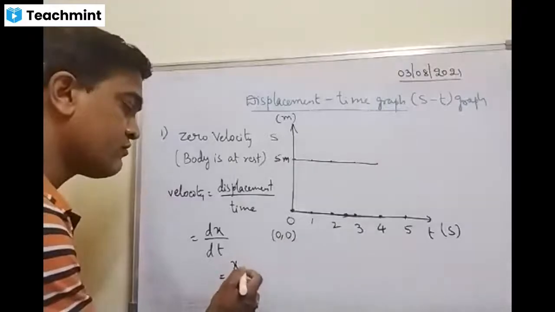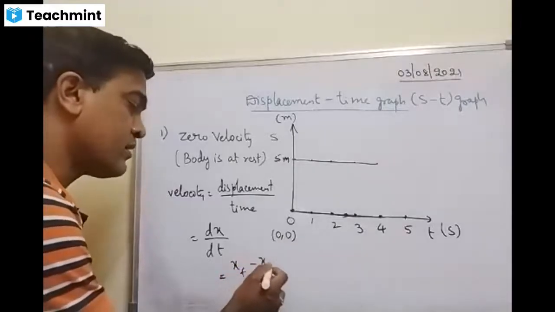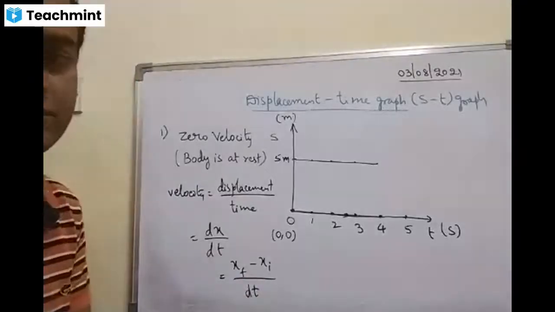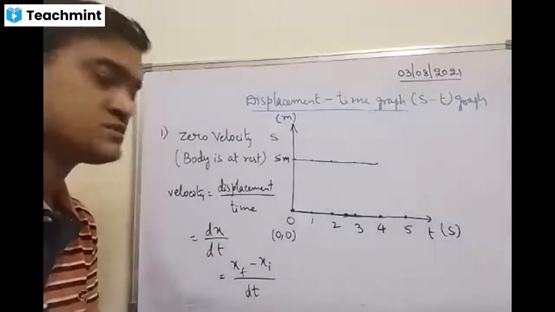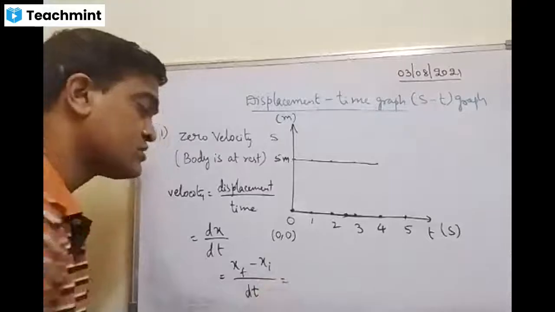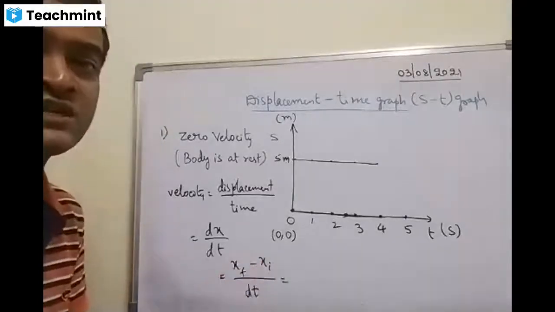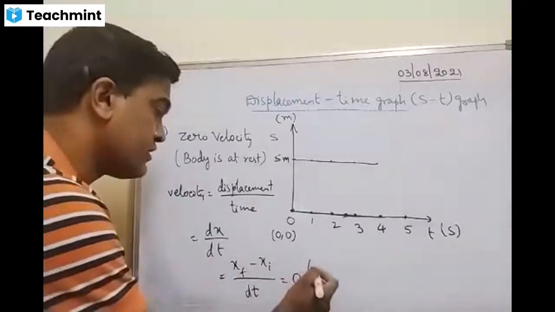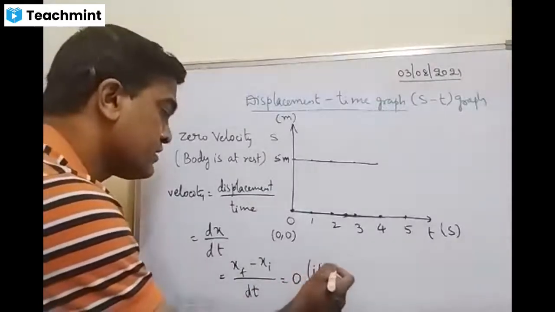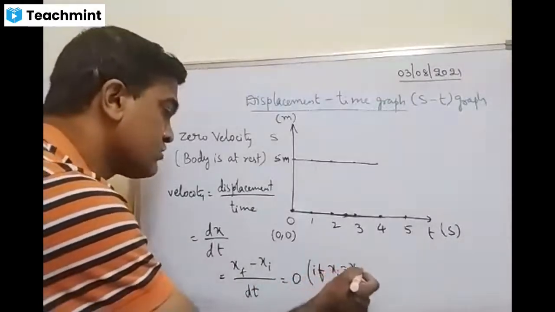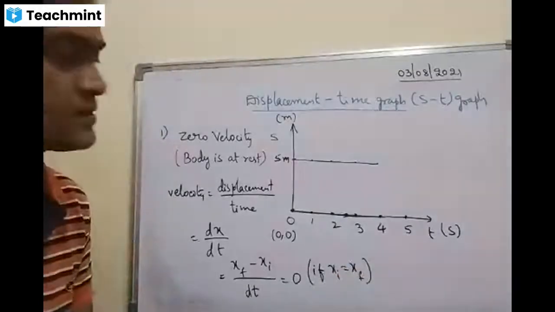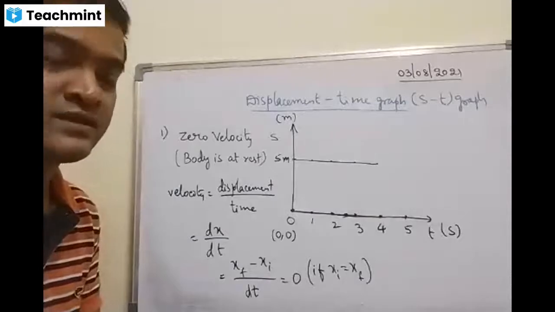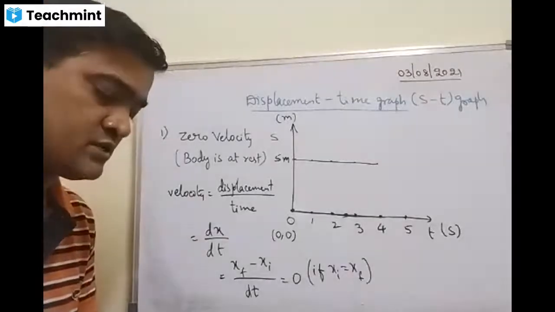Dx is nothing but final position minus initial position by dt. dt will not be equal to 0, time changes. But if xi and xf both are equal, then the value of velocity will be 0, provided the initial position is equal to the final position. Right? This is a displacement time graph, and what I am getting is 0 velocity.